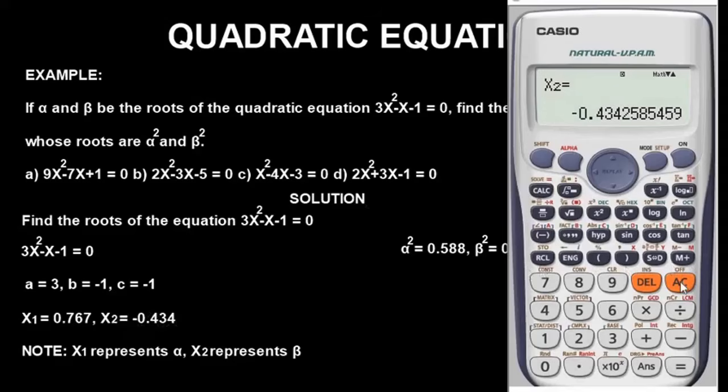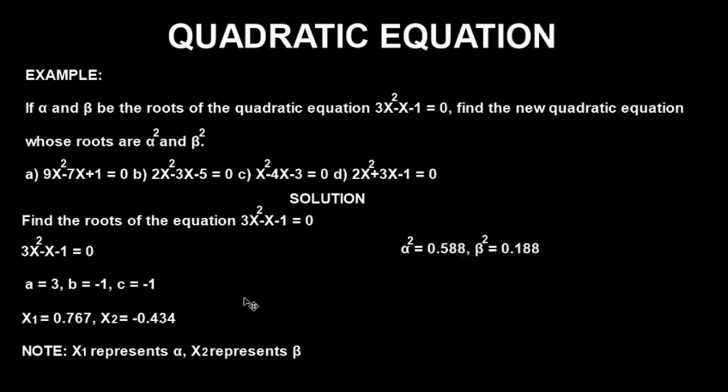After this step, note that x1 represents alpha in this question and x2 represents beta respectively. So what we are going to do next will be to store alpha and beta in the calculator respectively, because we are asked to find the new quadratic equation whose roots are alpha squared and beta squared.